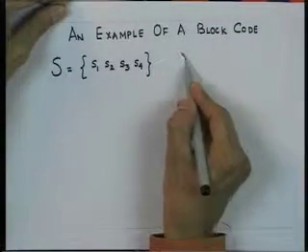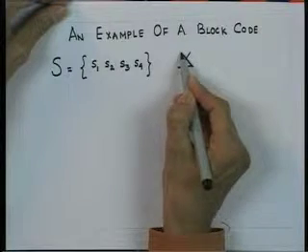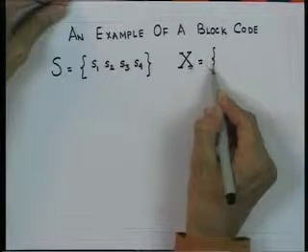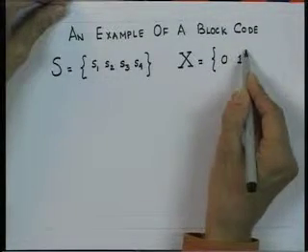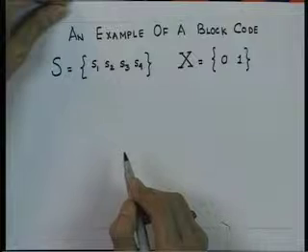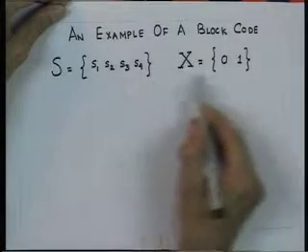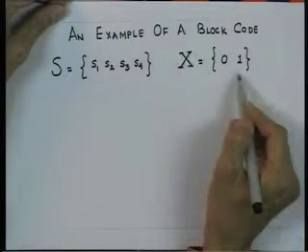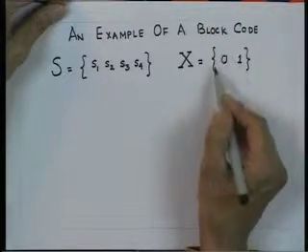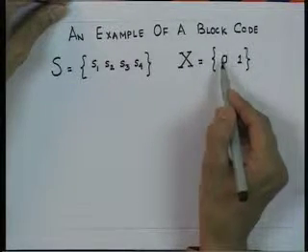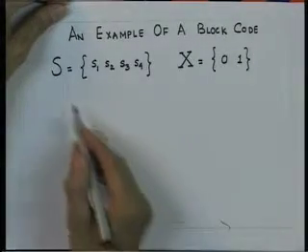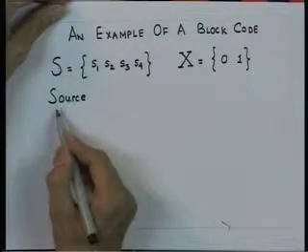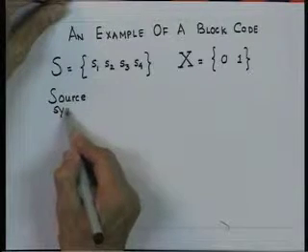I have my code alphabet X consisting of code letters or code symbols which are 0 and 1. So, this would be an example of a binary block code because the code alphabet consists of only 2 elements or 2 letters or 2 code symbols which are 0 and 1. So, let us design one code for this.